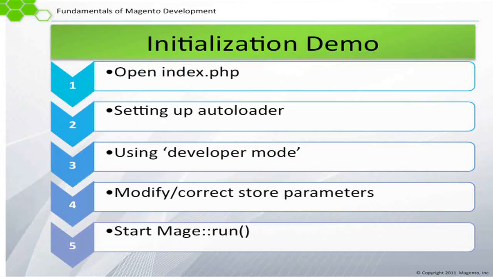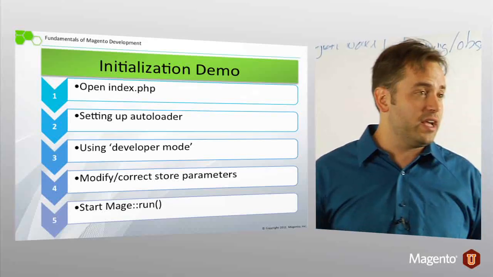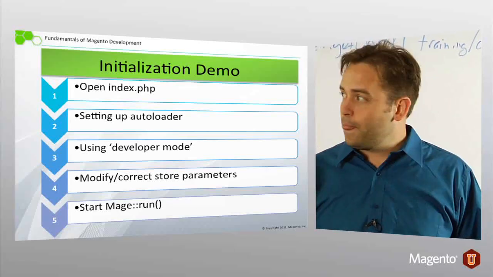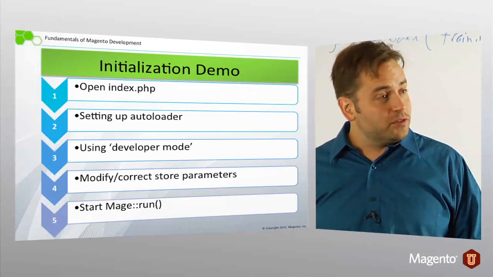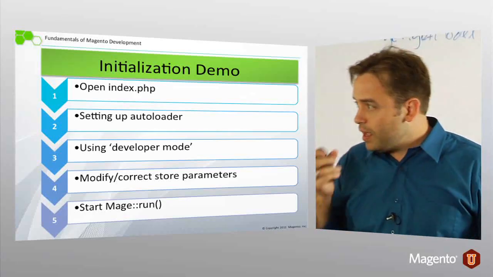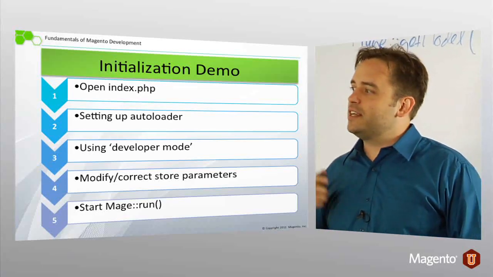We've actually done pretty much all of these. We've already opened up index.php. We've looked at the autoloader. You remember from yesterday, the Varien autoload class. If you just want to look at how that works, it's all right in there. We enabled developer mode. What we haven't done so far is looked at store parameters.